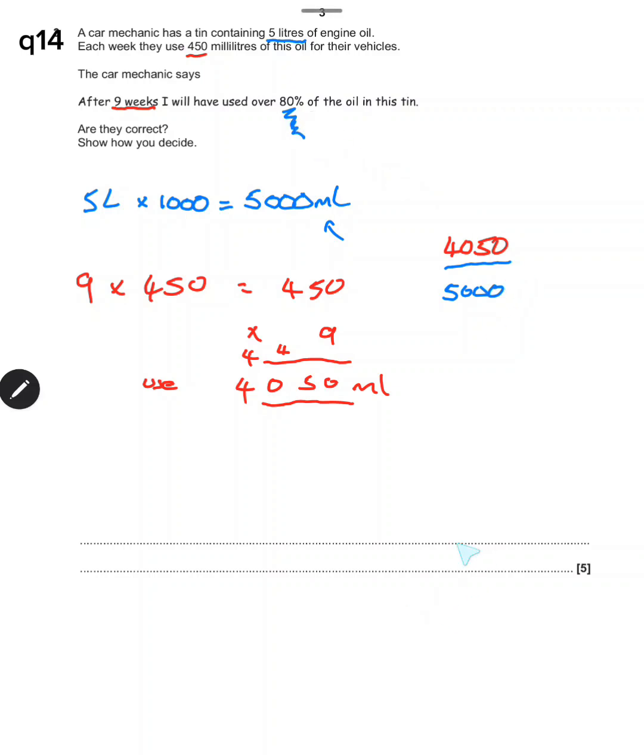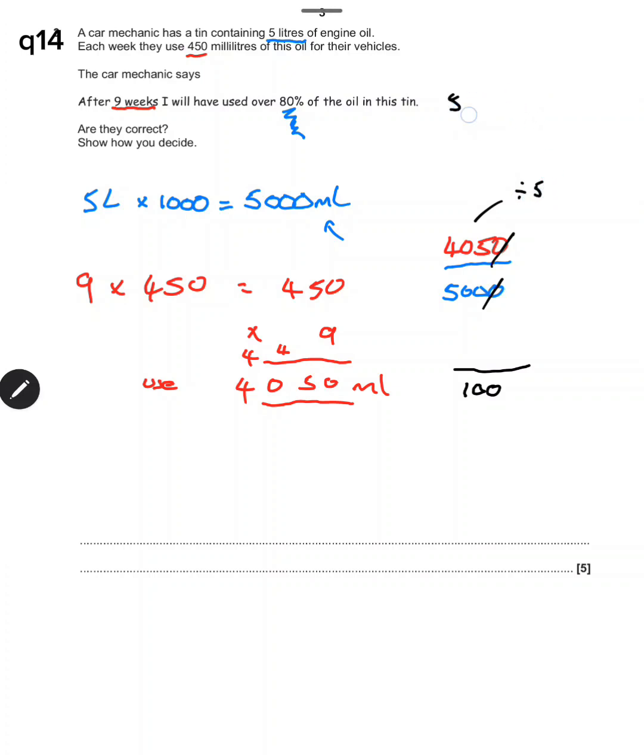And what we need to do now is just see whether this is over 80% or not. So we need to turn this fraction into a percentage. Well, firstly, we can divide top and bottom by 10. So we've got 405 out of 500. If I can get this to out of 100, I'm golden, because that's my percentage. So to get 500 to 100, I'm dividing by 5. I need to divide that by 5.